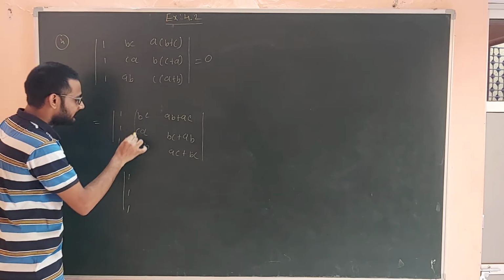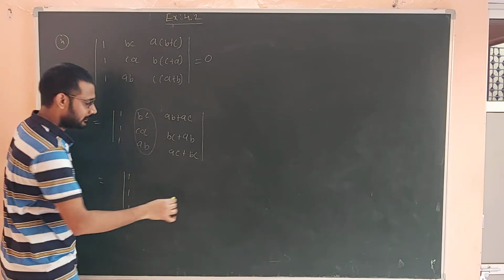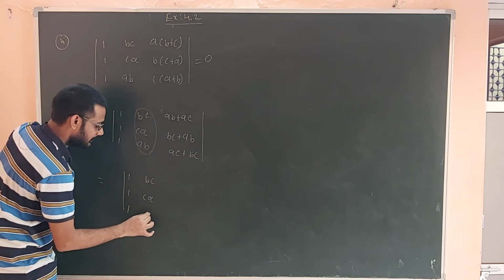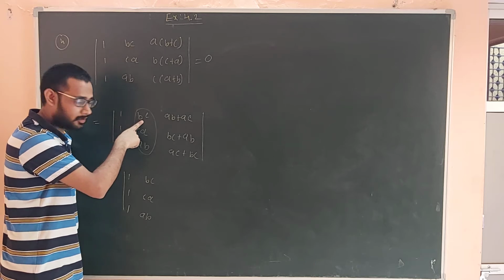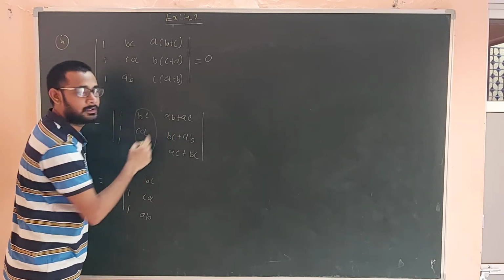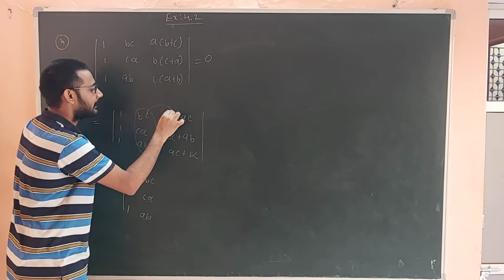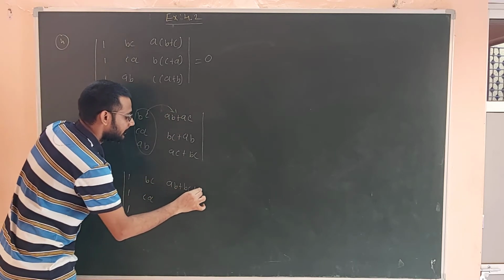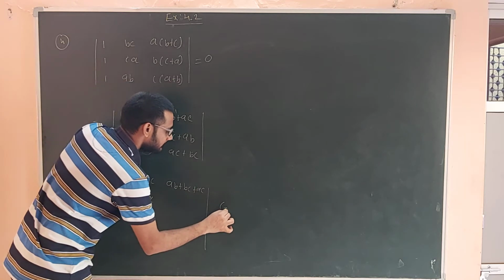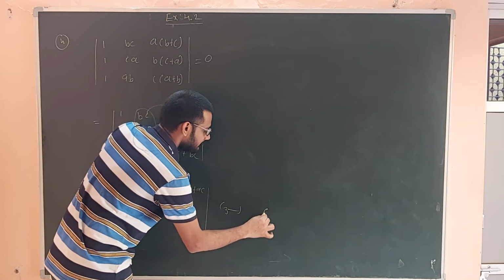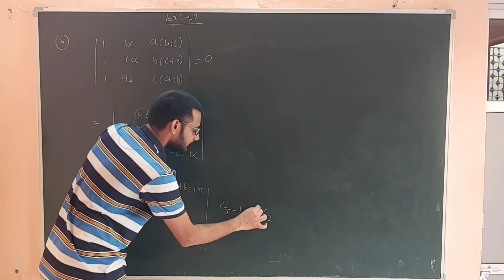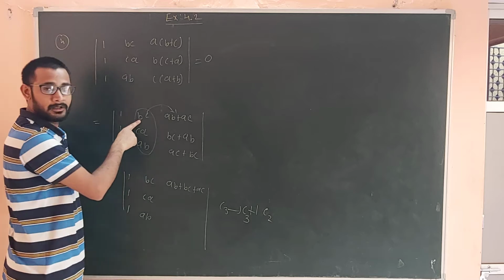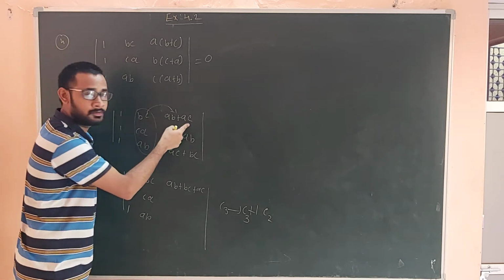Now I will multiply the second column. So right here BC, CA and AB. I will multiply the second column by 1 and add into the third one. BC goes there, so it becomes AB plus BC plus AC. Again I multiply BC with 1 and add into the third one.